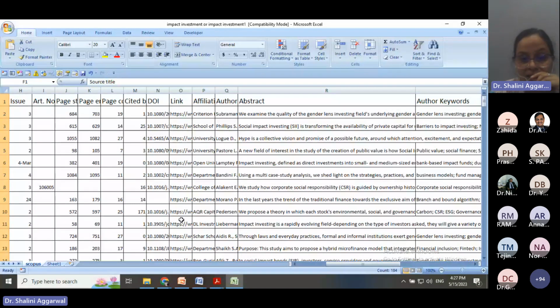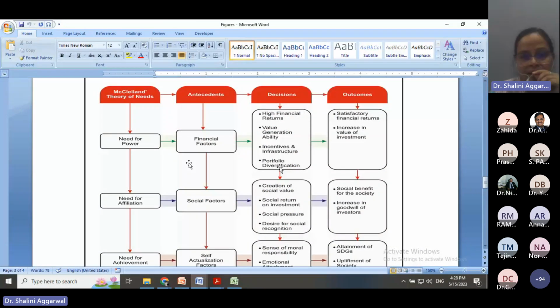So by reading the papers, we have designed this model. Can you see this? We have talked about the impact investing study. There are financial factors, social factors, and self-actualization factors. These are the main factors, and there are sub-factors under them. That comes into your decision part.